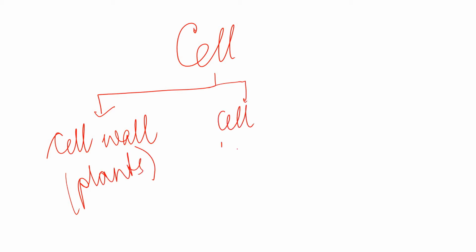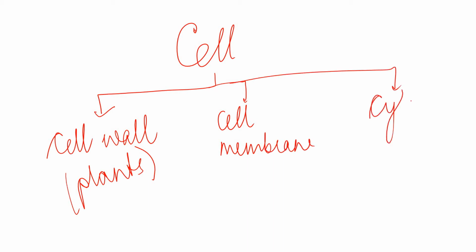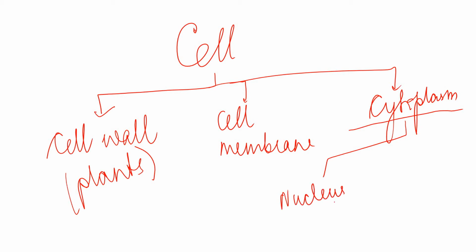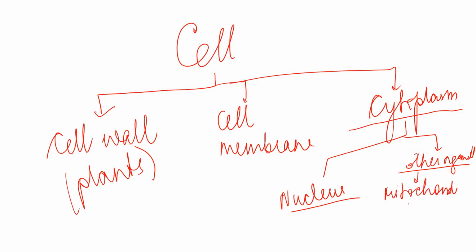Then there is the cell membrane, and we also have a jelly like substance which is called the cytoplasm. Now this is a jelly like substance in which the nucleus also floats and also other organelles float. Now what are these other organelles? Like mitochondria, Golgi apparatus or Golgi bodies, then vacuoles, okay. So these are all the organelles etc. we will be studying. Now in this video we will be focusing on this part.